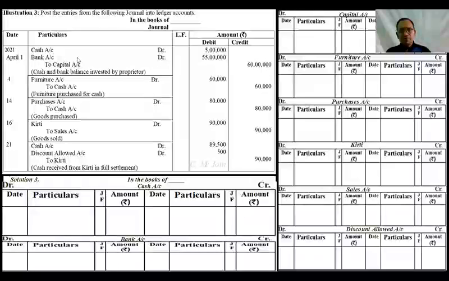Let us make a list of the ledger accounts that we need to make from this journal. See, in first entry, cash account, then bank account, then capital account 3. Fourth is furniture, cash we have already listed. Then fifth is purchases. Sixth, Kirti. Then seventh, sales. Cash already listed, then discount allowed. Kirti already listed. So 8 ledger accounts we require for this question. So note down this question of journal and make 8 formats of ledger.